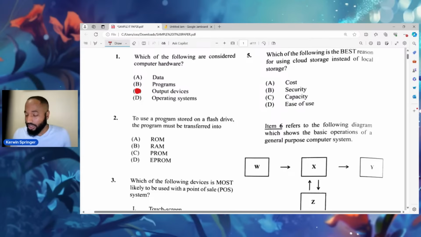You all could say the answer one time, so you'll say two, whatever the answer is. To use a program stored on a flash drive, the program must be transferred into electrically programmable. I forget the names of all of these things, but I know the answer is B. You must have that program on your RAM, boy.